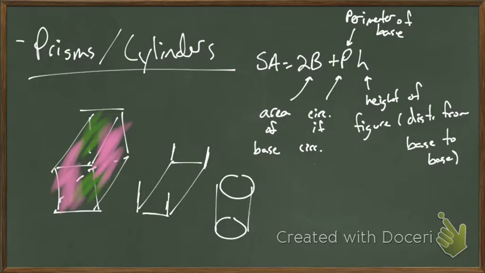Another way you can look at the cylinder is the net would look kind of like this. So here's 1 base. Here's 2 bases. This is the circumference. This is the height. So the net can be pretty helpful as well.